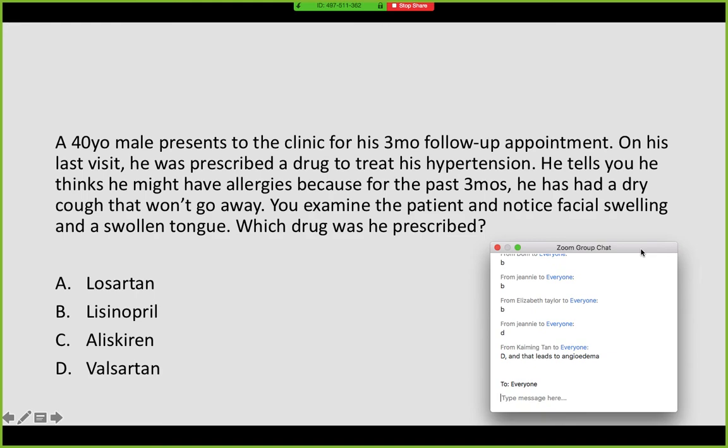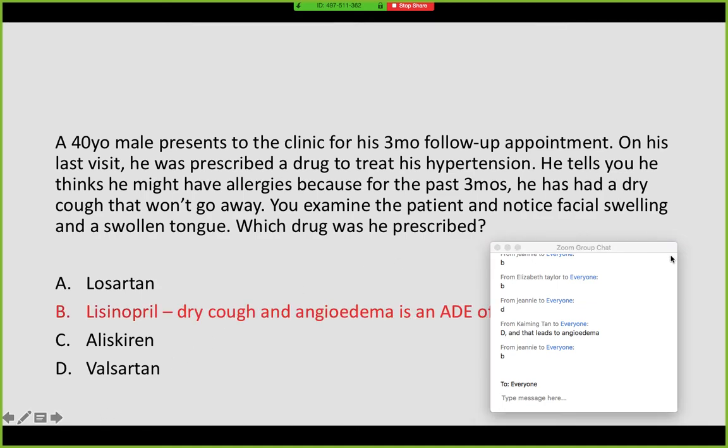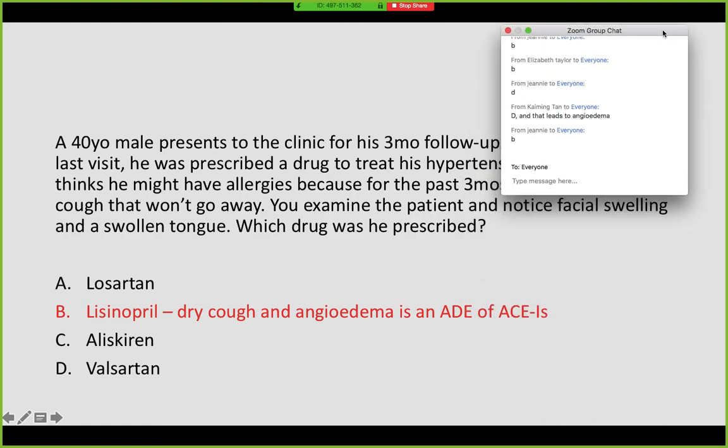All right. So a 40-year-old male presents to the clinic for his 3-month follow-up appointment. On his last visit, he was prescribed a drug to treat hypertension. He tells you he thinks he might have allergies because over the past 3 months he's had a dry cough that won't go away. You examine him and notice facial swelling and a swollen tongue. Which drug was he prescribed? Yeah, so he was prescribed an ACE inhibitor, which has an adverse side effect of dry cough and angioedema.